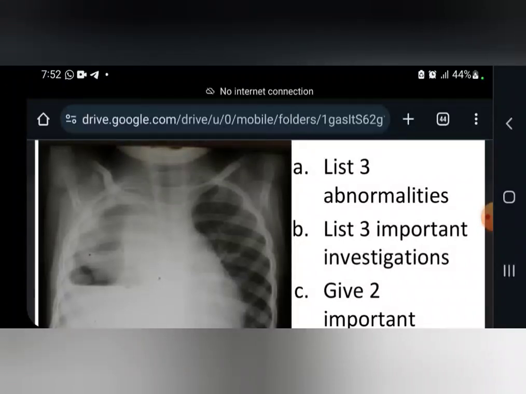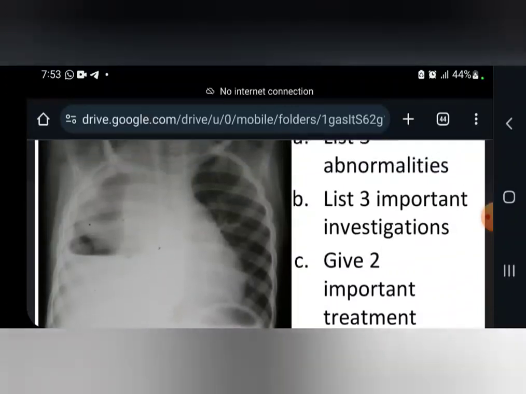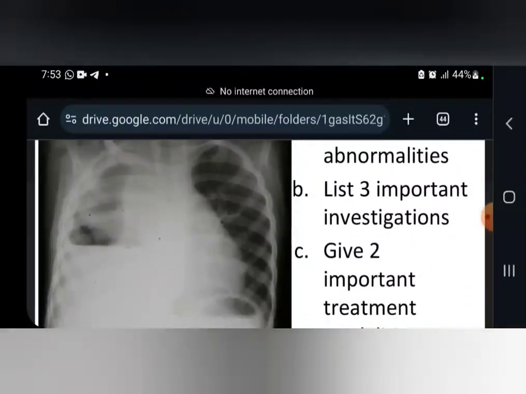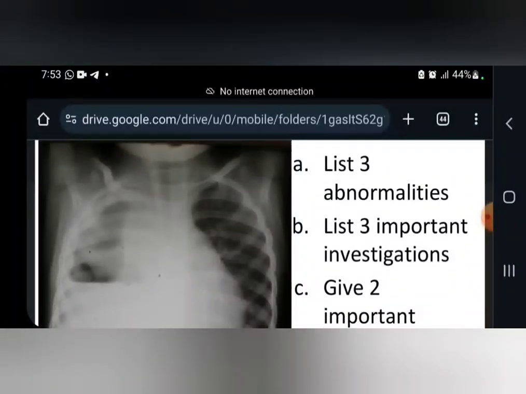Now here it is on a plateau. Every time you see a straight horizontal line like that, is it clear? It means that there is both air and there is fluid inside that lung. Is it clear? So those are the three abnormalities. We have air fluid level, we have hilar opacity, and we have blunting of the costophrenic angle.